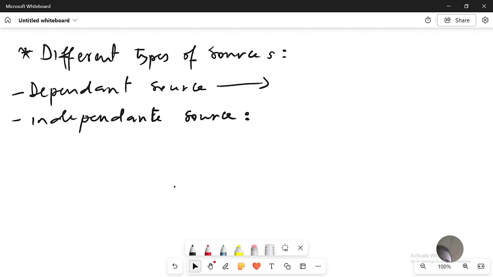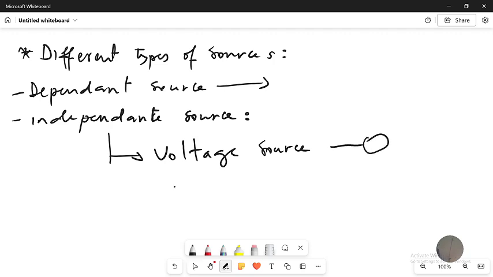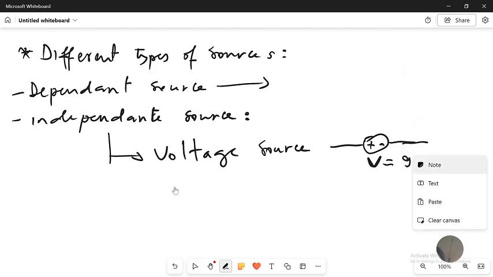For the independent source, we can have a voltage source, which is like this one. This one is a voltage independent source. It will just give me the value of this one. Let's say for example 9 volt. This source is independent source because it does not vary on something. It has its own value.